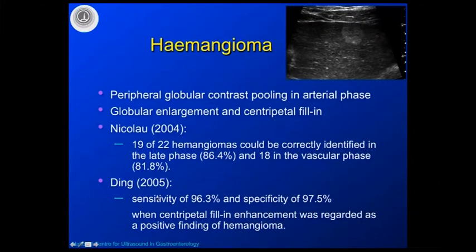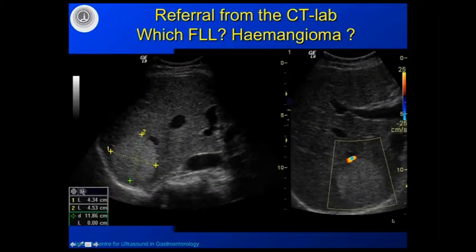Typically, a hemangioma has a peripheral globular contrast pooling in the arterial phase, with a centripetal fill-in from the periphery to the center of the tumor. And many studies have now shown, also larger multi-center studies internationally, that this is a highly sensitive and specific method to diagnose hemangiomas. And we often experience in our lab that unclear findings on CT are referred to contrast-enhanced ultrasound for clarification.